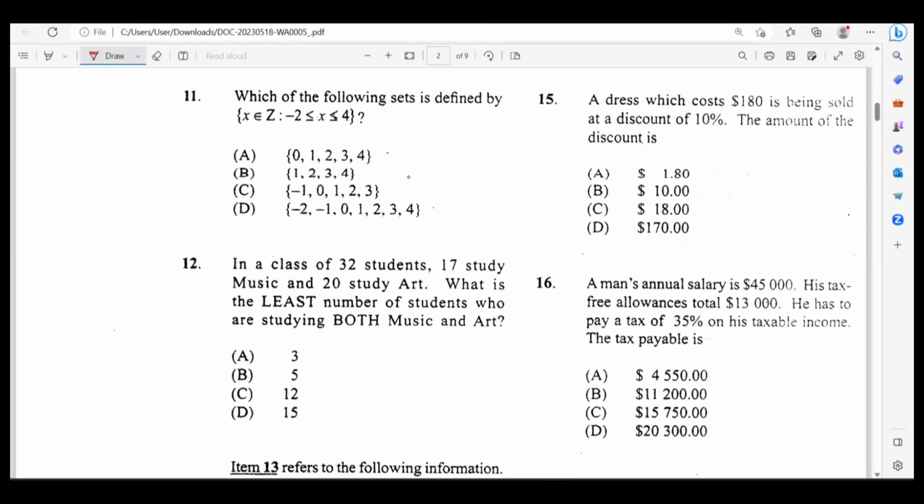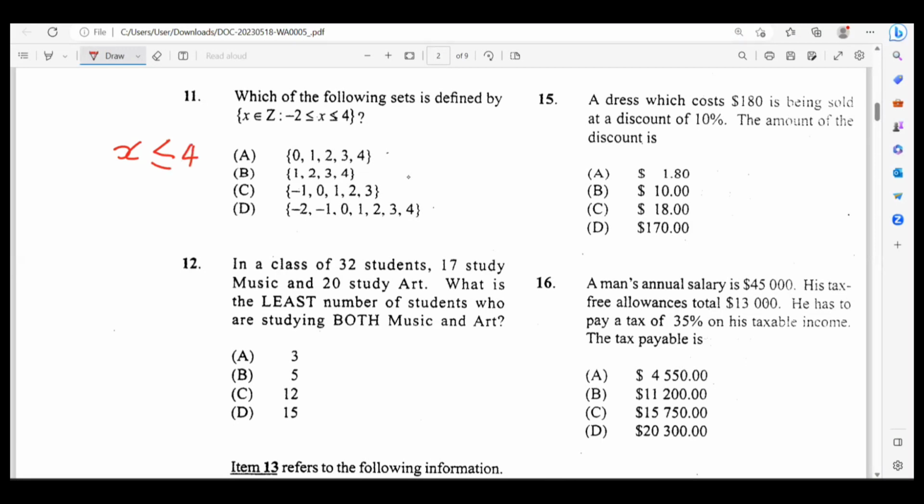Yes, sir. In which of the following sets is defined by, and what do they mean here? I'm going to re-explain so that you don't feel weird, because a lot of times when people see this, they tend to feel weird. Now, what are these symbols? These are just inequalities. If the pointed part points to you, you say less than. So what I'm going to write now, x is less than or equal to 4.